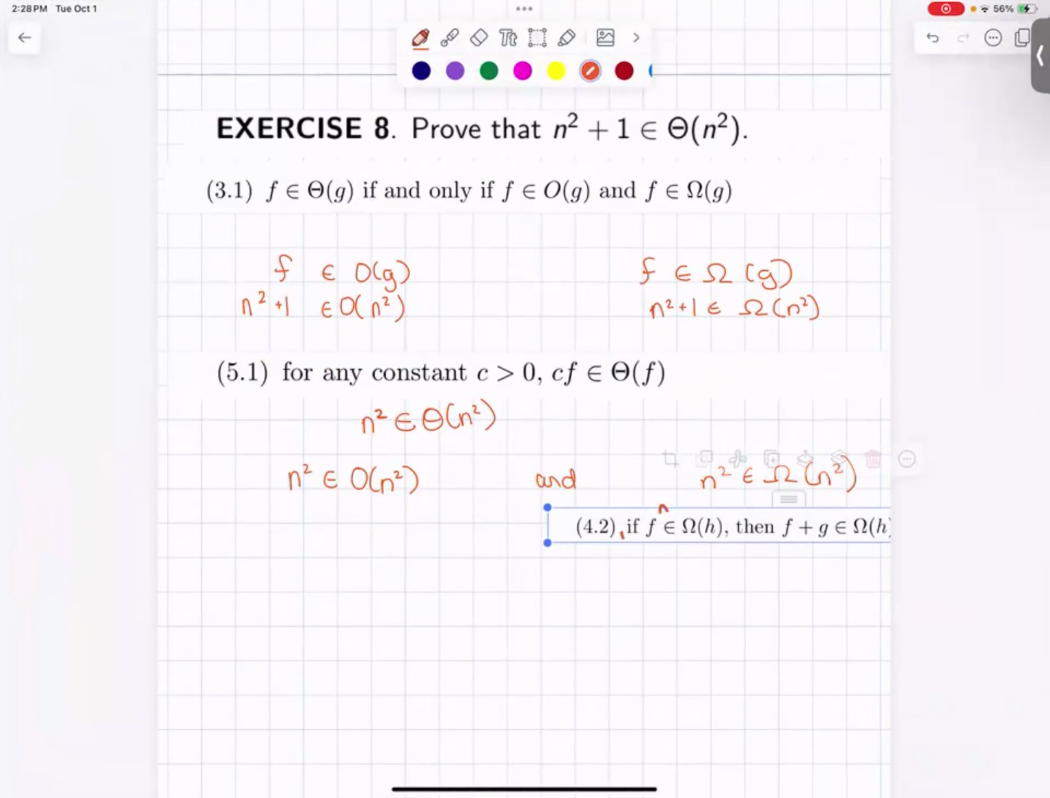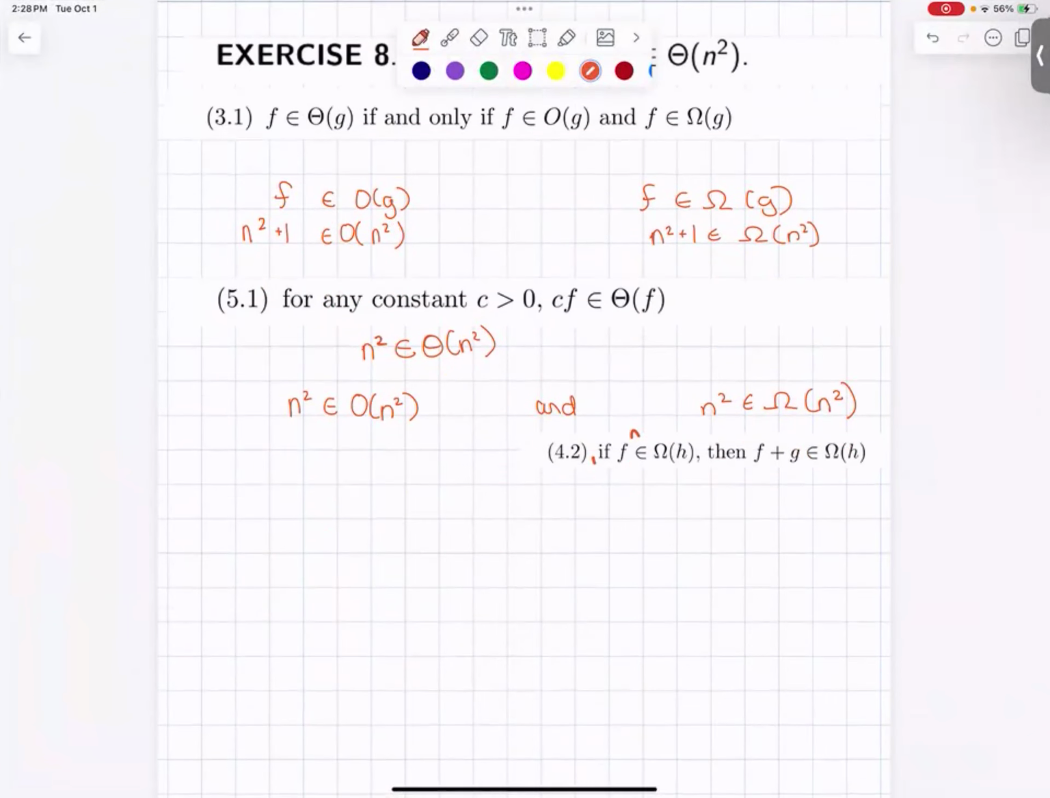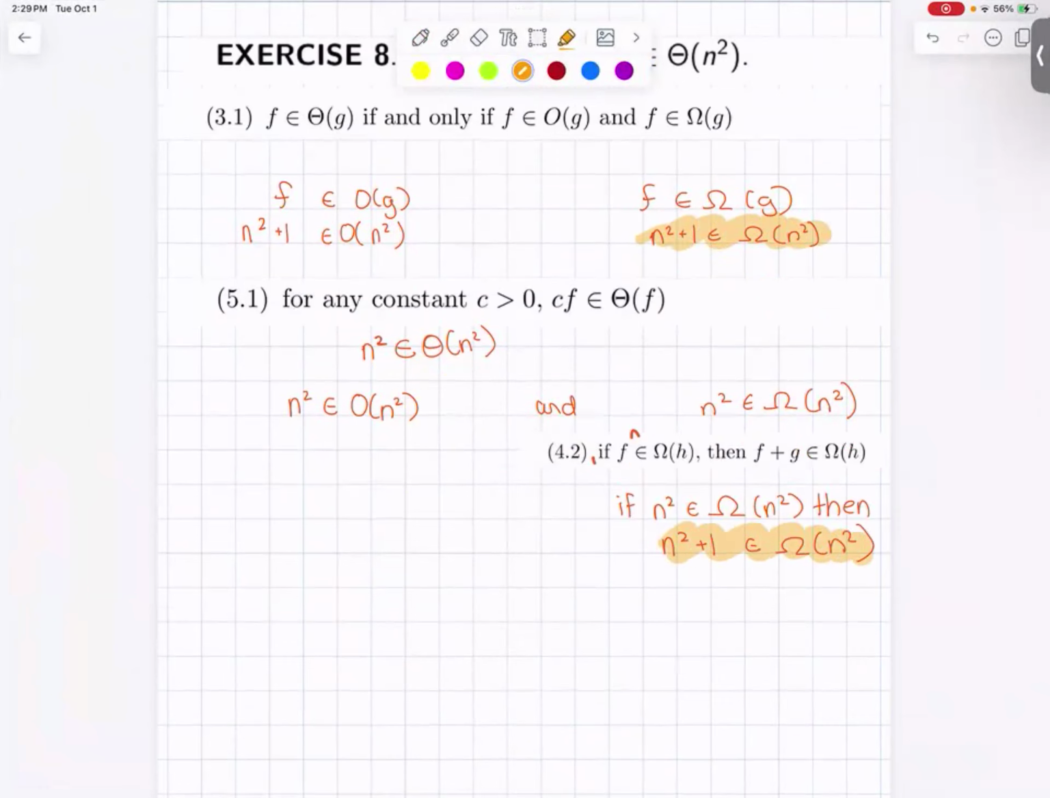If we start with the omega side, a reminder, omega is like a lower bound, which means if we add something, we're still going to be above our lower bound. That's no problem. So if n squared is in big omega of n squared, then n squared plus 1 will also be in big omega of n squared. We can see that we have indeed proven this side as we needed to. So that side's actually done. That's all there is to looking at that side.